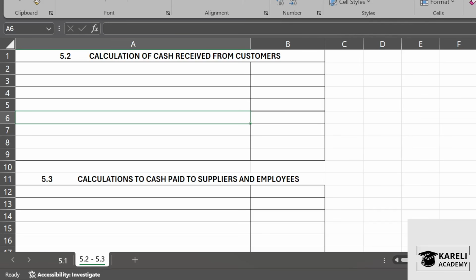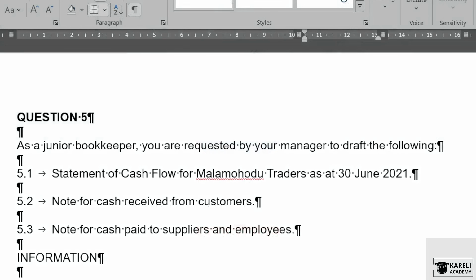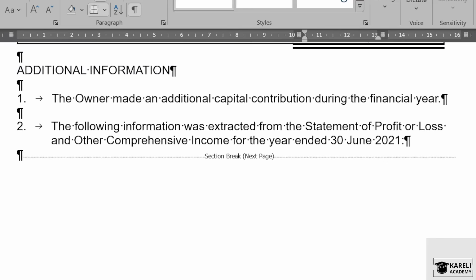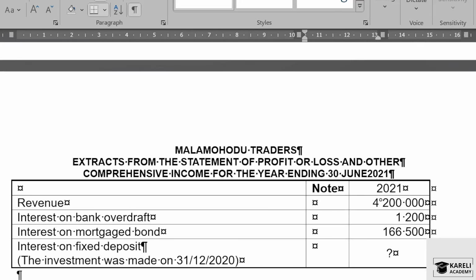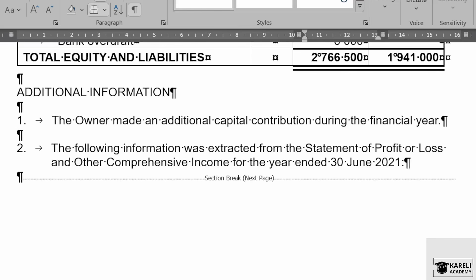Now, guys, when you do this section, the cash flow, the things that you need to have are the current statement of profit or loss and comprehensive incomes. Let's check if we have it. There it is. We have an extract from the statement of profit and loss and other comprehensive incomes, and some of the information is also on the note.